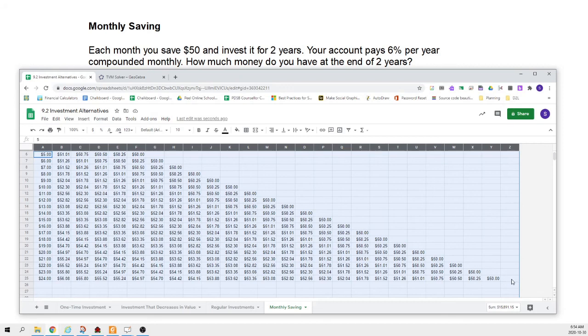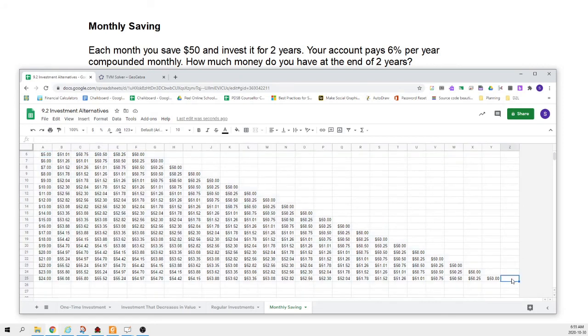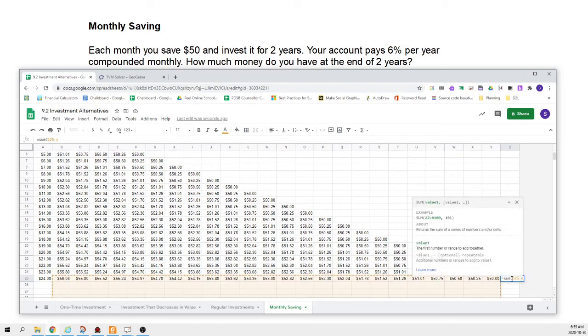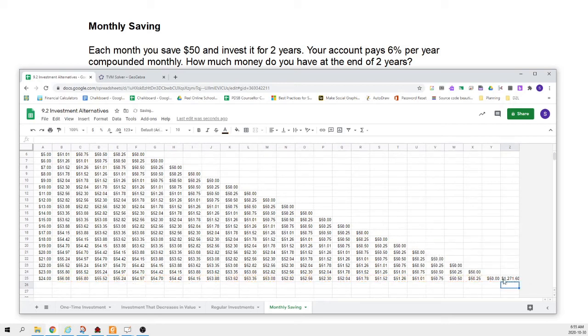So now if we want the total, we can take the sum of all these totals. And we have this amount.